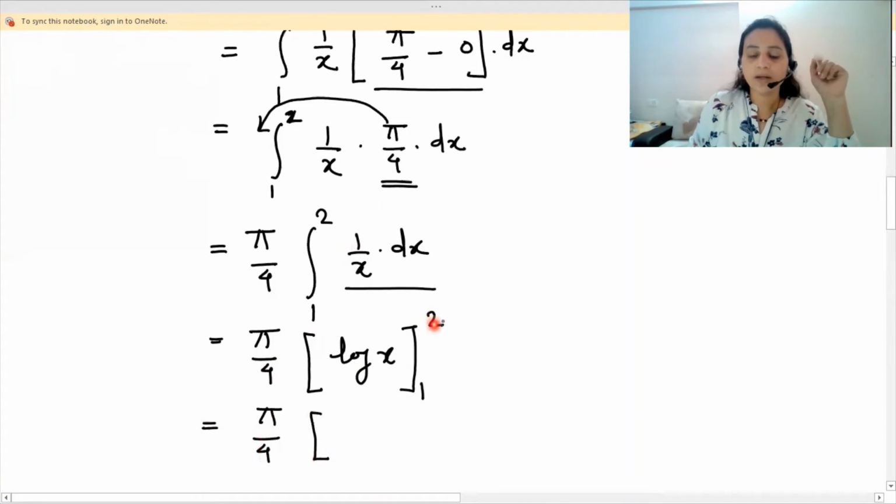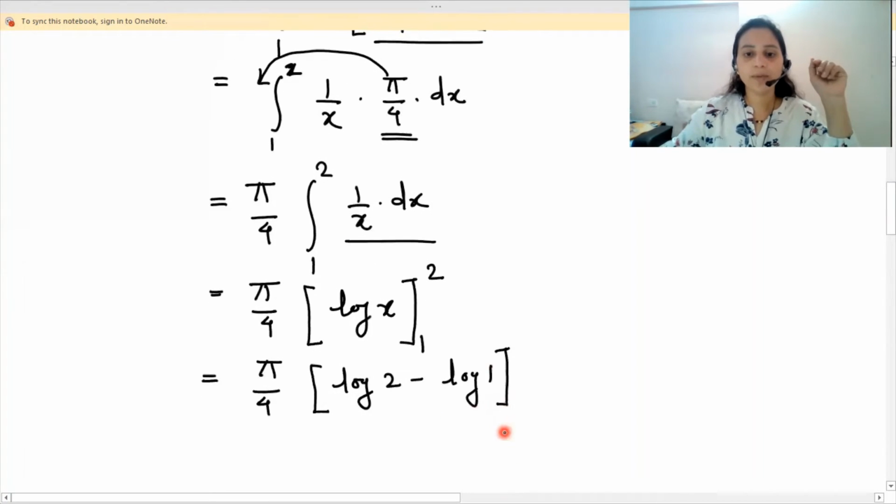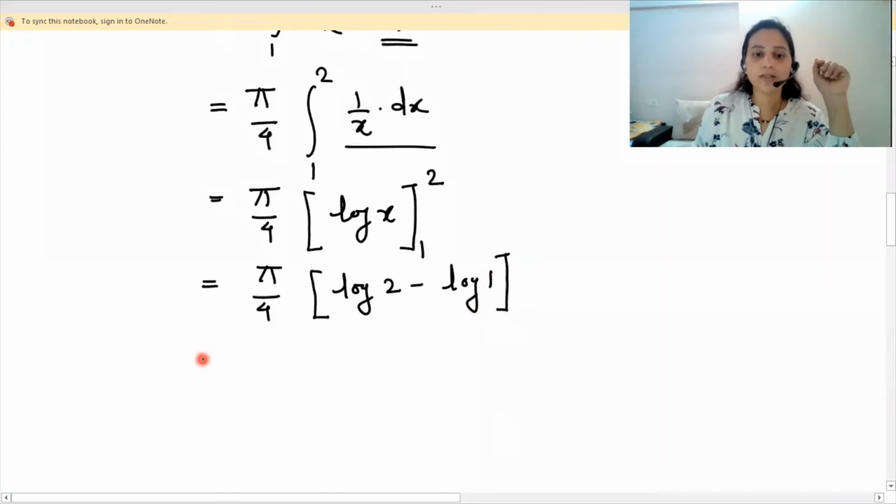So what is the upper limit? Upper limit is 2. Lower limit is 1. So upper limit minus lower limit, so log 2 minus log 1. Upper limit minus lower limit, that is log 2 minus log 1.